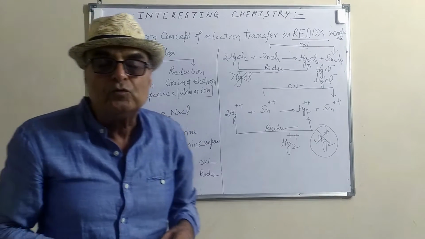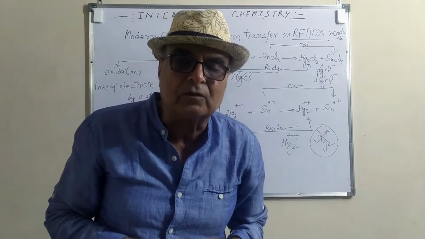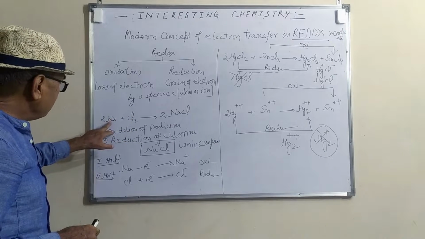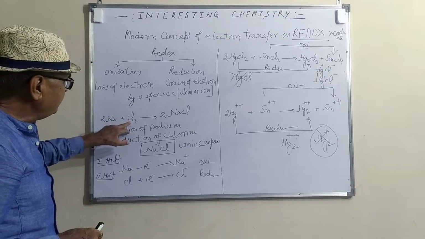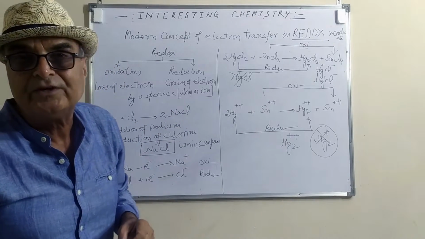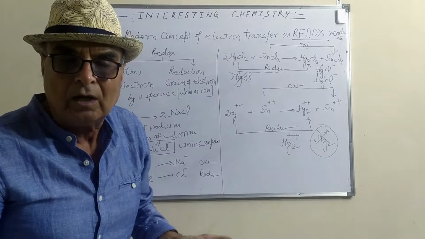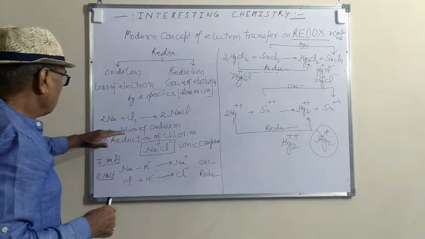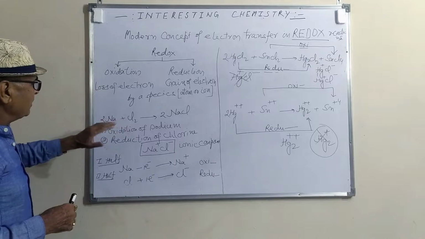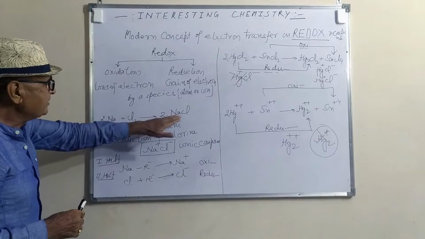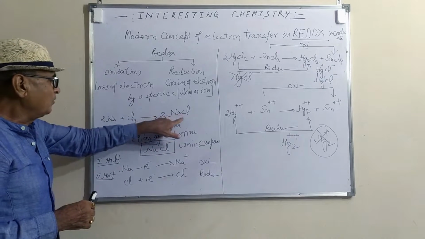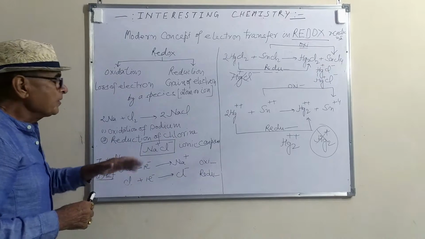But in view of the chlorine, the positive part is added to chlorine, so it is a case of reduction. According to the old concept, here sodium gets oxidized into NaCl, and chlorine gets changed into chloride, so it is reduction of chlorine.